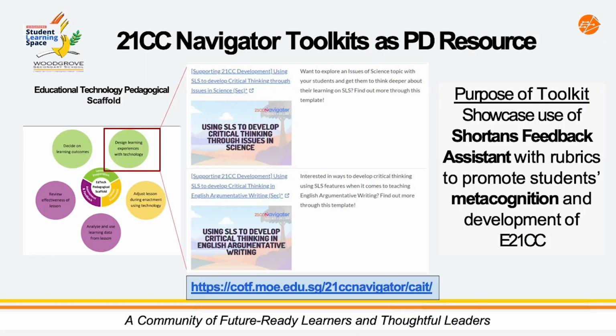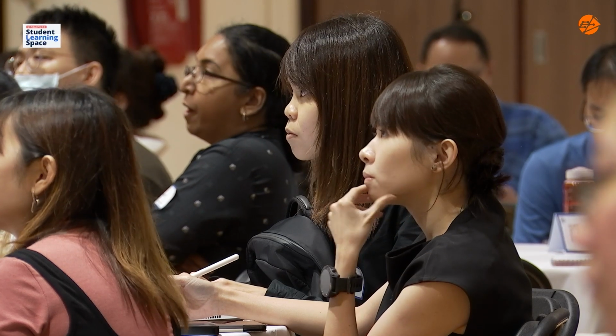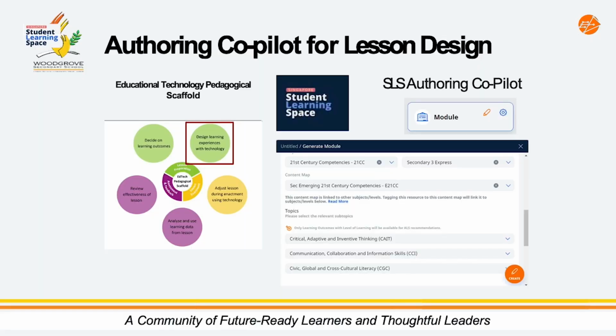Likewise, we also share with them the 21CC Navigator toolkits. Just a distinction, the Quest and toolkits are two separate things. What we wanted to do when we shared the toolkit with them was to showcase how short answer feedback assistant can be helpful to strengthen the metacognition of the students and promote deeper thinking. Of course, as I was sharing just now, the authoring co-pilot, we also allow the teachers to get their hands dirty. And one of the key things that we brought away was that we have to be intentional and deliberate in connecting the teachers to these resources, let them try, and that will help them in thinking about incorporating it.